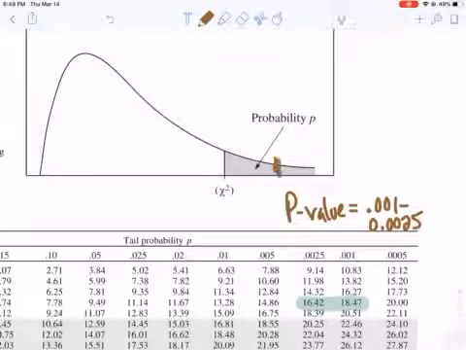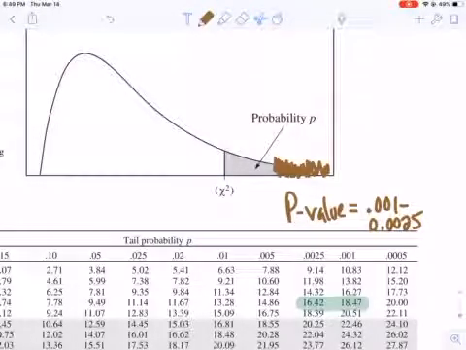Now, again, what that represents is the probability of seeing my chi-square statistic or greater. So the probability of seeing a difference like this or greater in this table, assuming that our null is true, we should be seeing that, as you can see, very little of the time. We have a very low p-value here.